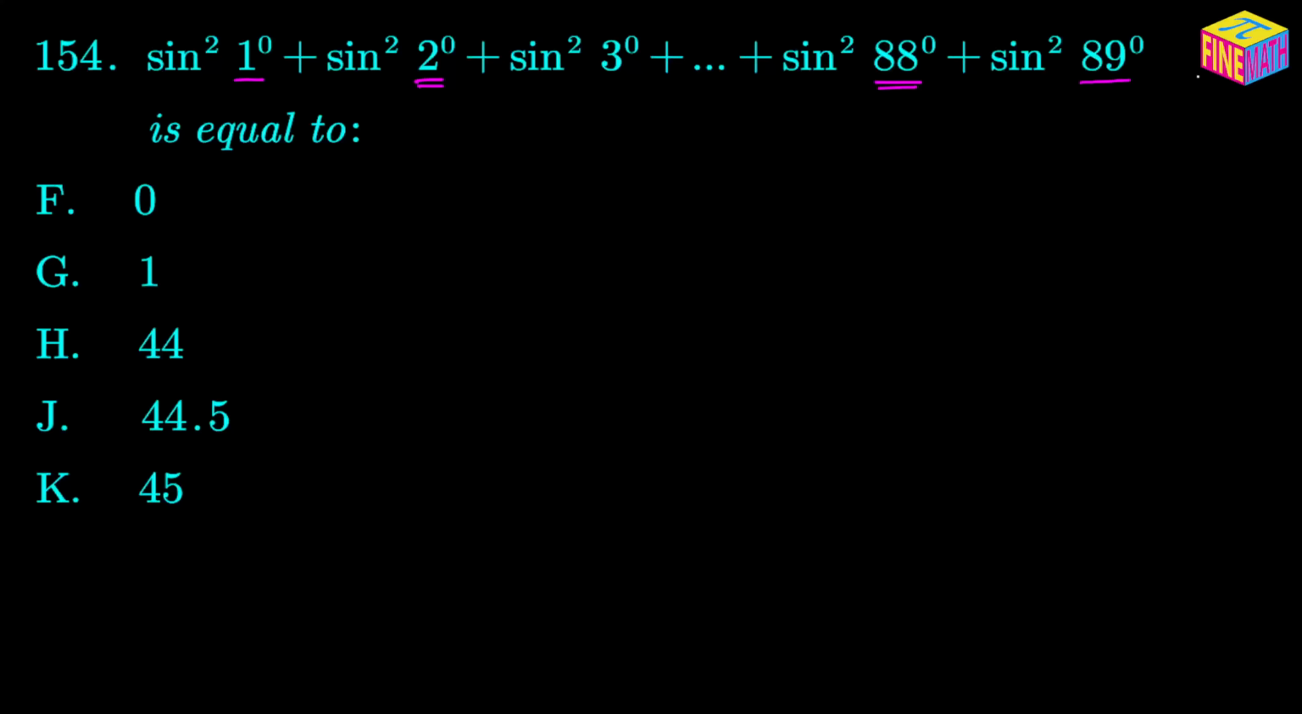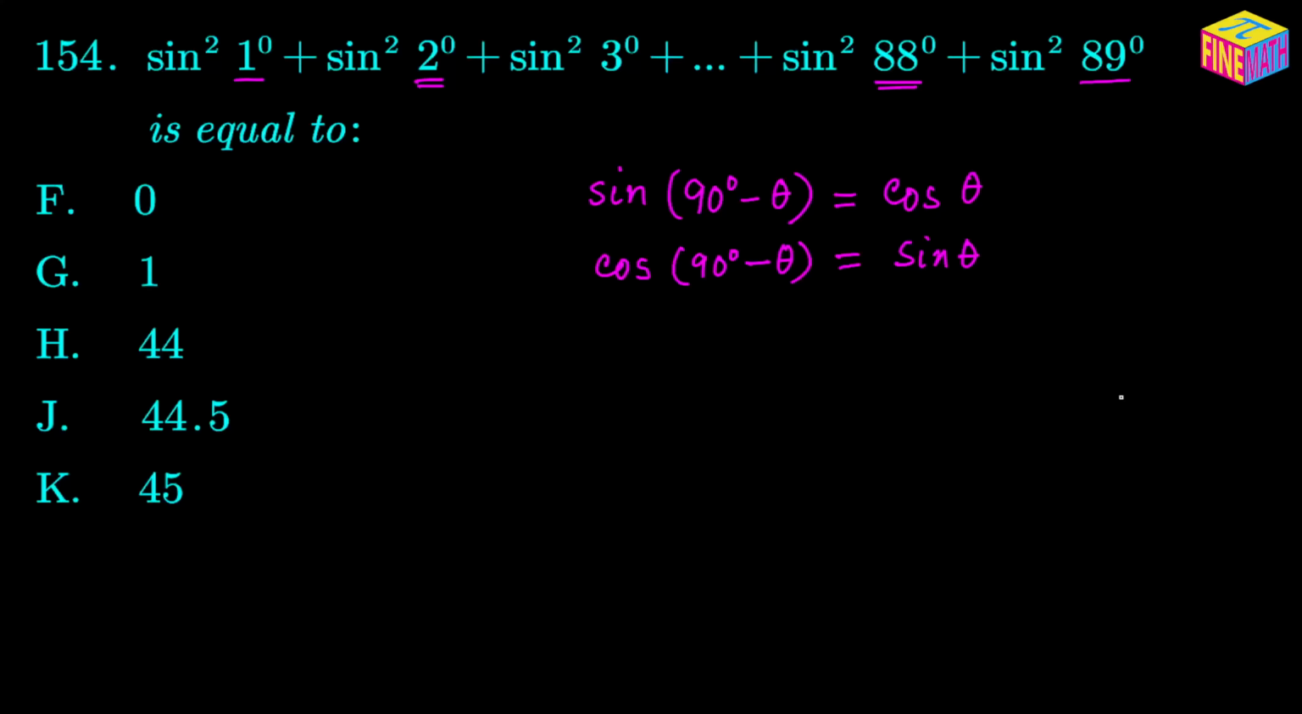Well, for that we have to use the concept of trigonometric ratios of complementary angles. For example, you see 1 degree is a complementary angle of 89 degrees, and similarly 2 degrees is a complementary angle of 88 degrees, right? So the trigonometric ratio of complementary angles is like this: sine of 90 degrees minus theta is equal to cosine of theta. Similarly, cosine of 90 degrees minus theta would be equal to sine theta.